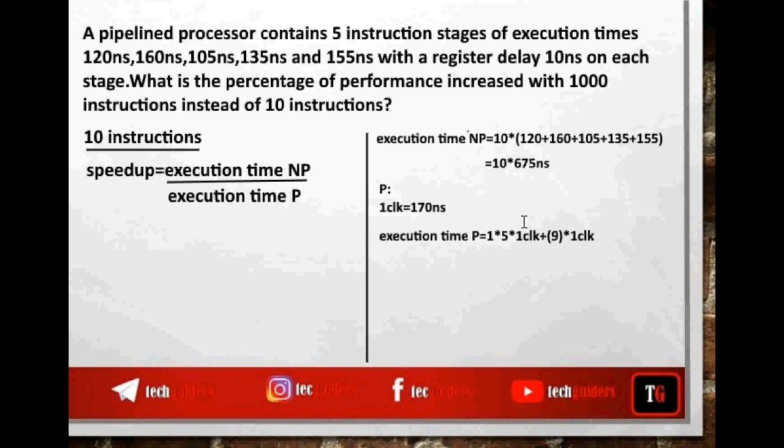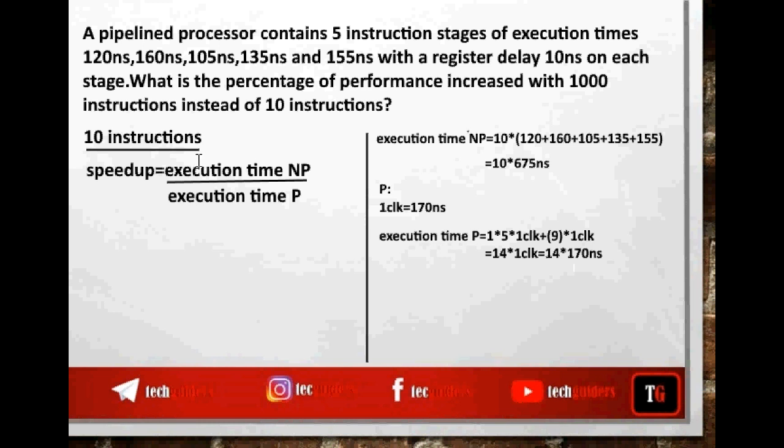And what is the time taken for the pipelined approach? The time taken for the first instruction is the number of stages into 1 clock time, and for the remaining 9 instructions, the time taken is 1 clock time each. So the answer is 14 into 1 clock time. 1 clock is 170 nanoseconds, hence 14 into 170 nanoseconds.